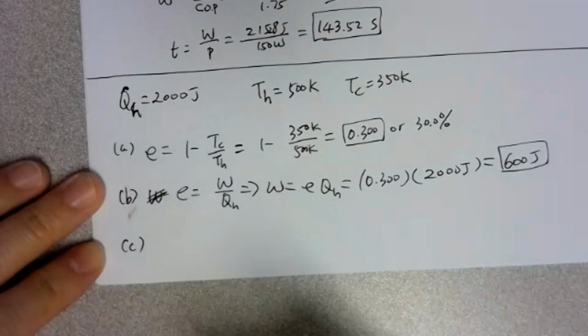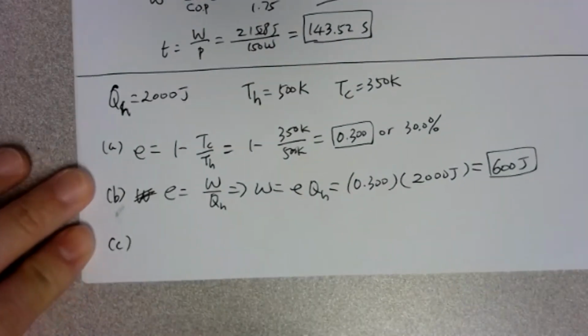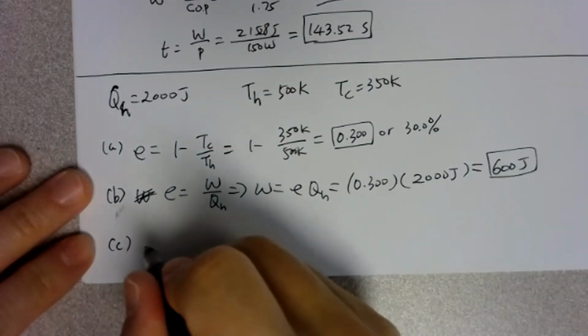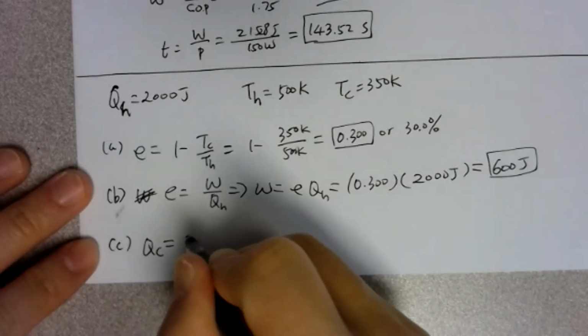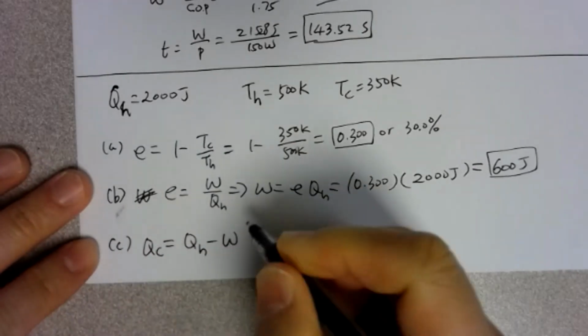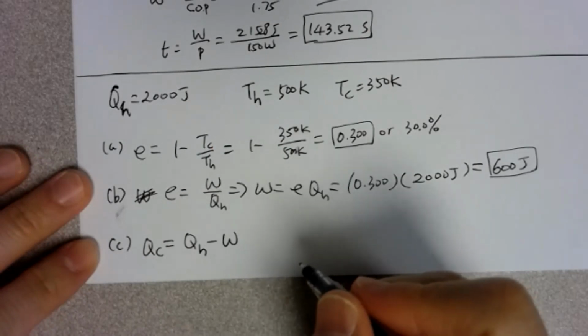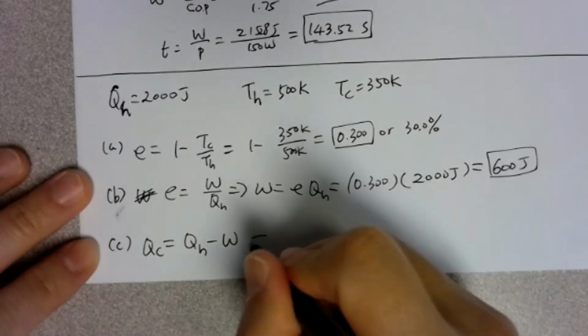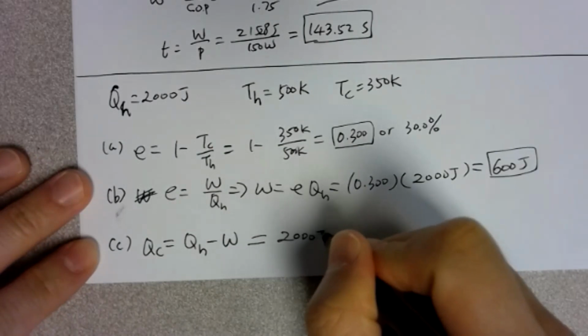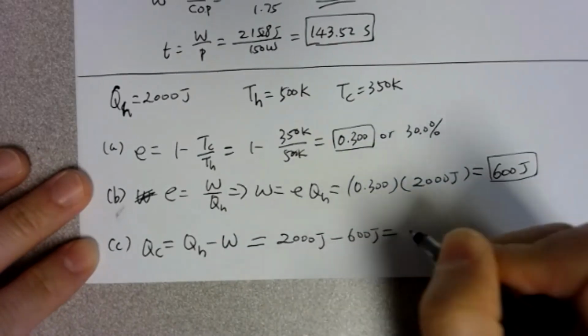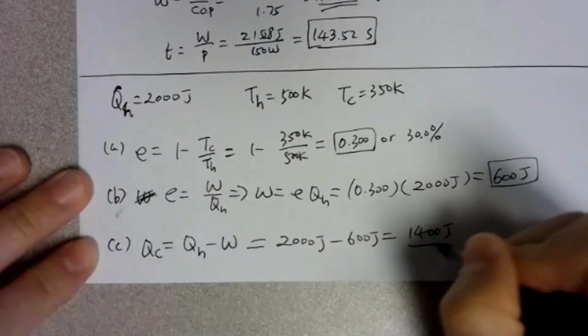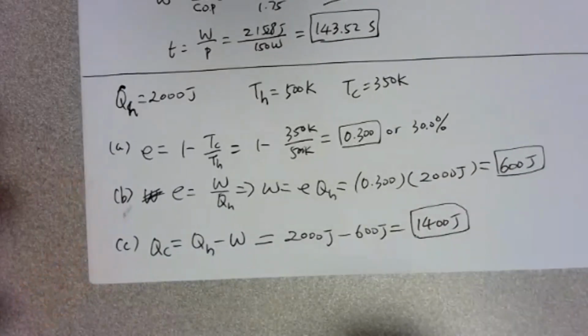And lastly, how much heat is being discarded to the environment? So that's looking for QC. QC will be QH minus W, because W is QH minus QC. So that equals 2000 joules minus 600 joules. So 1400 joules of heat is being discarded to the environment.